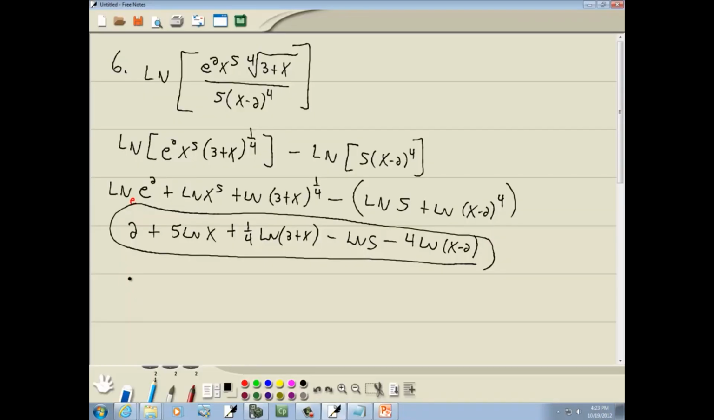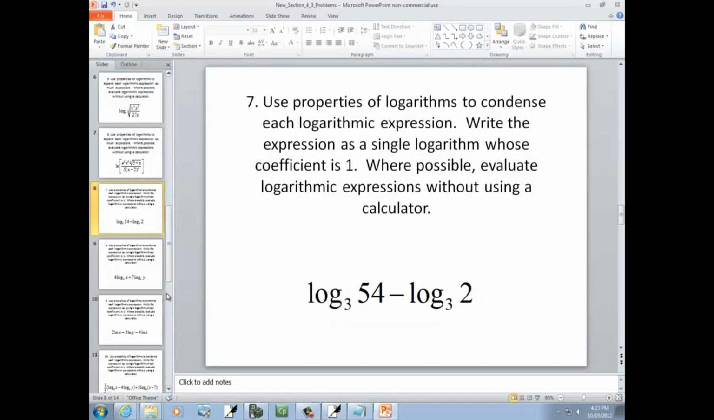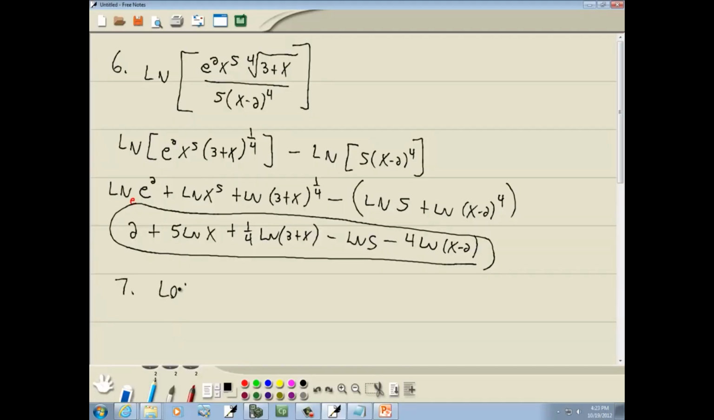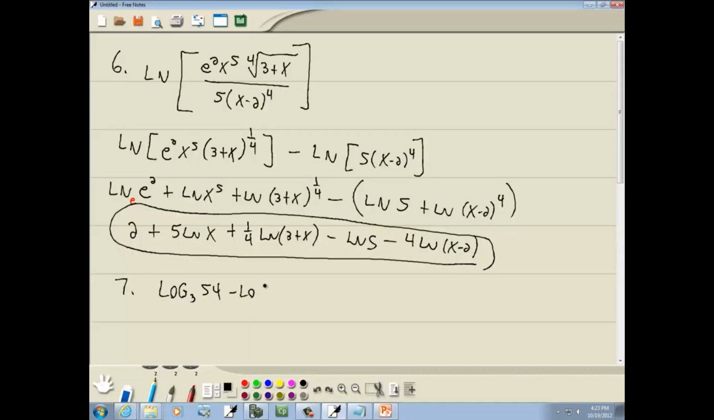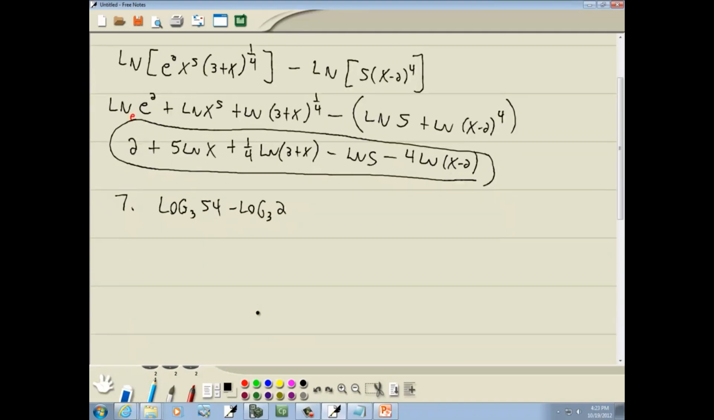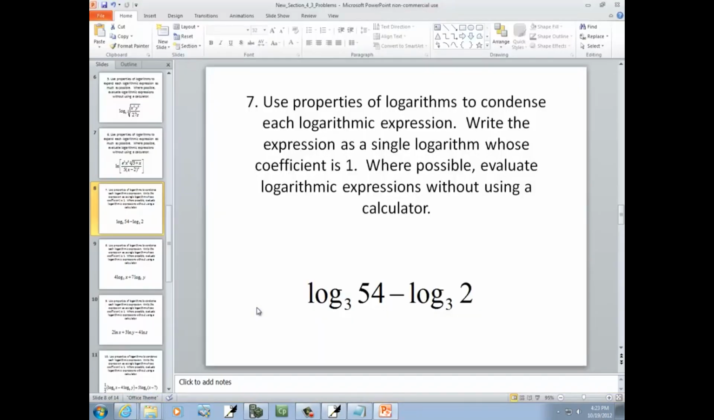Well, let's look at some problems going the other direction. We got log base 3 of 54 minus log base 3 of 2. The instructions say use properties of logs to condense each log expression. Write the expression as a single log whose coefficient is 1. Where possible, evaluate without using the calculator.